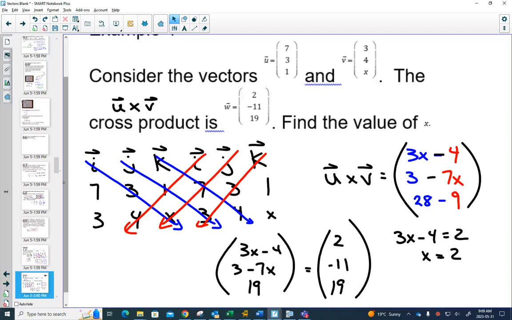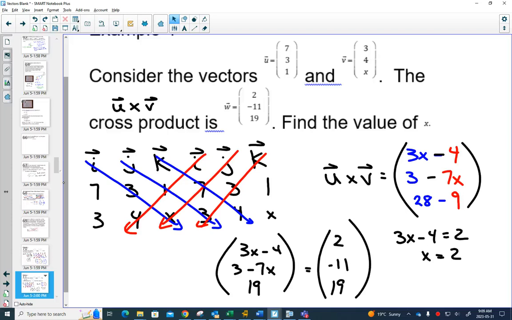Now, we used the cross product to solve this. We didn't have to use the cross product to solve this. We could have used the dot product, and our knowledge of the dot product and cross product together.